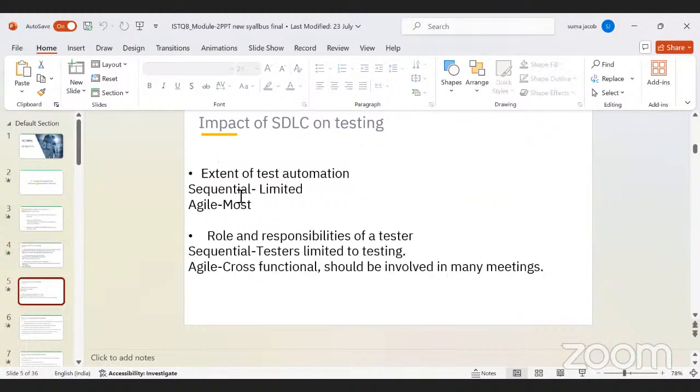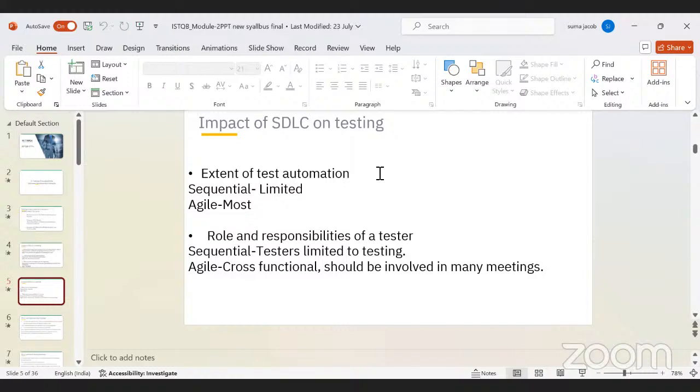Next point is extent of test automation. In traditional models like waterfall or V model, there will be only limited automation because the focus would be mainly on manual testing. Because of the sequential nature, we have to wait for each phase to get completed. Finally, when we have the whole product completed, we could do the whole manual testing. So there is no limit for testing in a sequential development model.